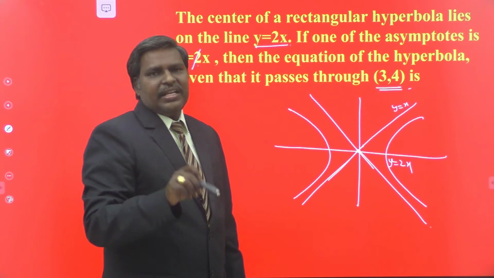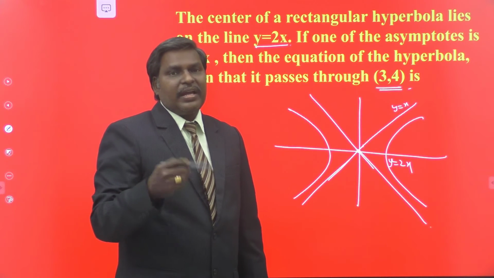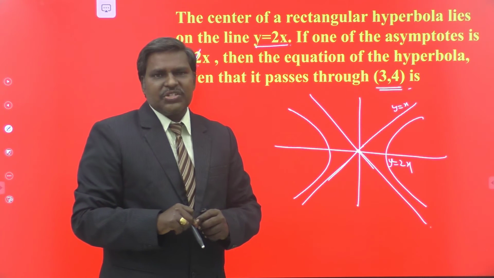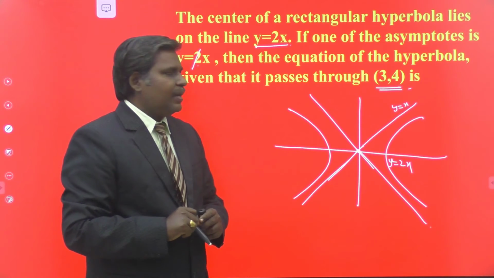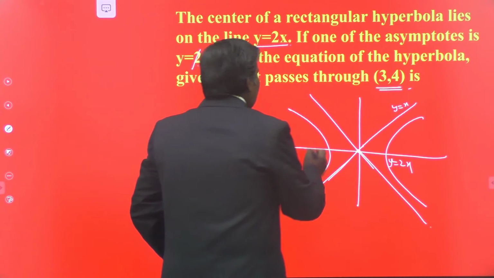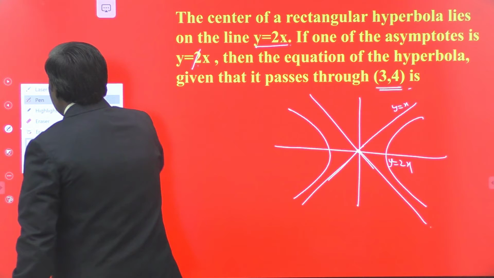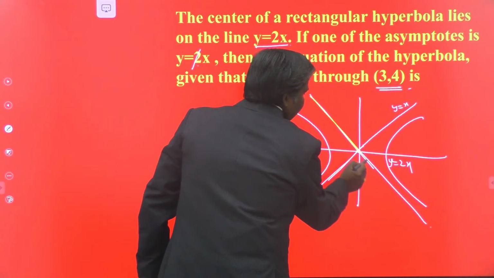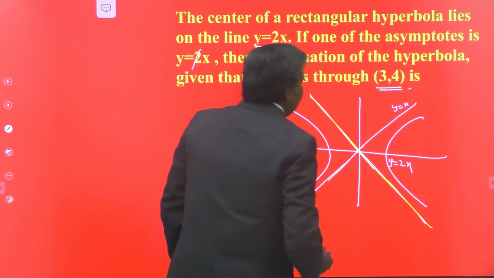and the combined equation of asymptotes and the equation of the hyperbola differ by a constant. From that concept, you can get the equation of the hyperbola. That is the idea. So your question becomes: you have to find the other asymptote. This is the other asymptote. You have to find out that one. How to find this one?